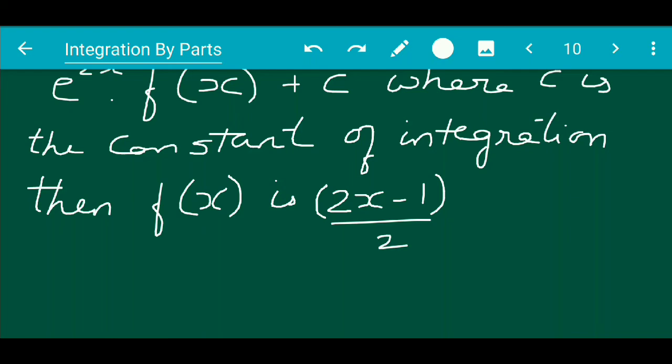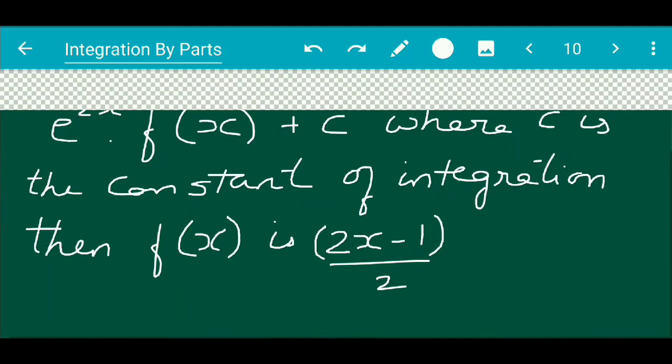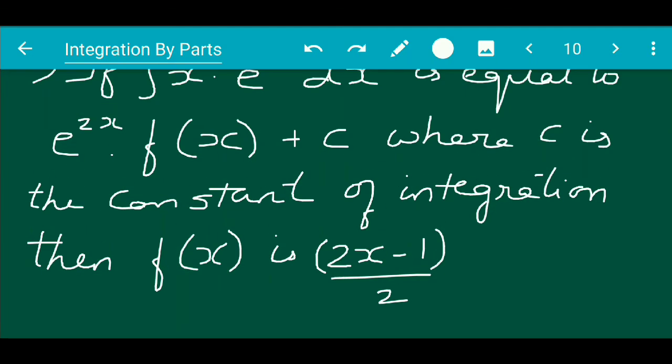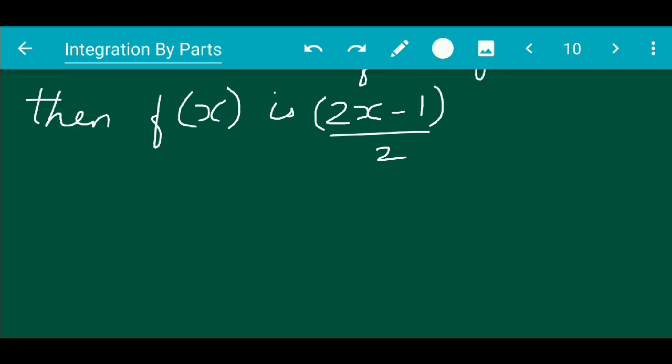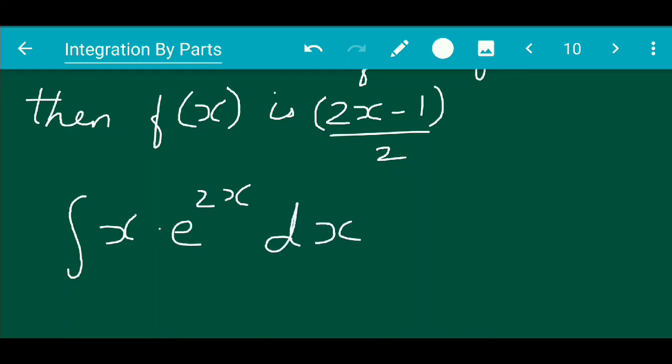Well, the only way to find out is by solving the integral and observing it. By solving the integral and seeing whether the answer is what they have given. So over here, we just start solving. That is x into e raised to 2x dx, and check whether we'll get f(x) as (2x minus 1) upon 2. Okay, so over here, x into e raised to 2x.